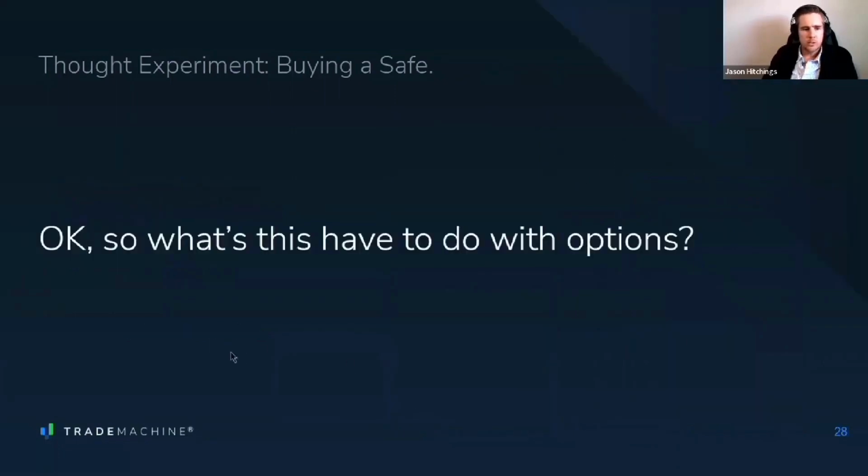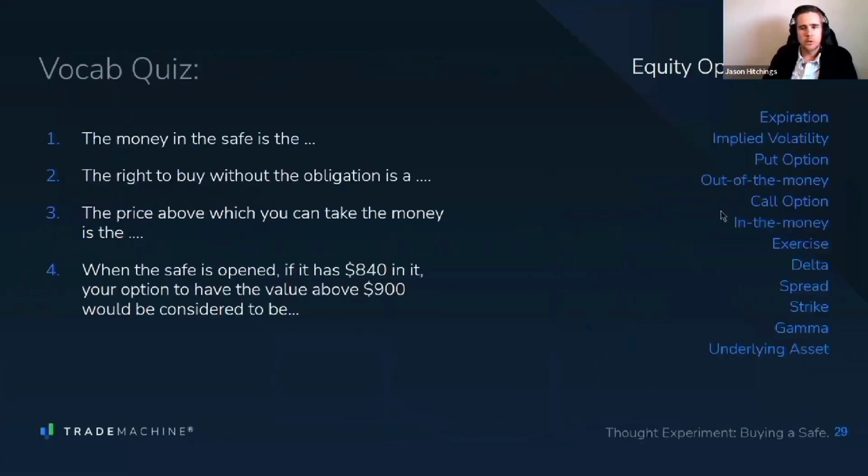Okay, so let's relate this a little bit more to options. And so just as a vocabulary quiz for some of the equity option terms, let's look at this and map these terms to the options world. So the money in the safe is the what? On the right-hand side, is it the delta or the exercise or the expiration or the right to buy without the obligation?